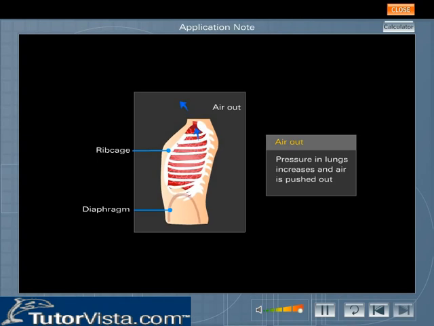Of course, all of this is totally automatic, and we take this for granted until we receive a sharp blow to that region that briefly paralyzes the diaphragm muscle. We say the wind was knocked out of us, but in reality, was the Boyle's law not allowed to function?